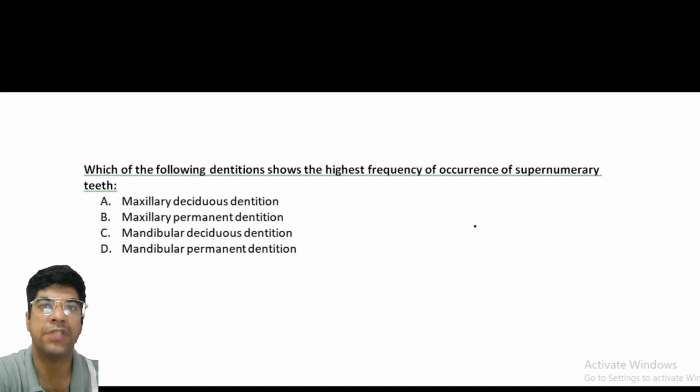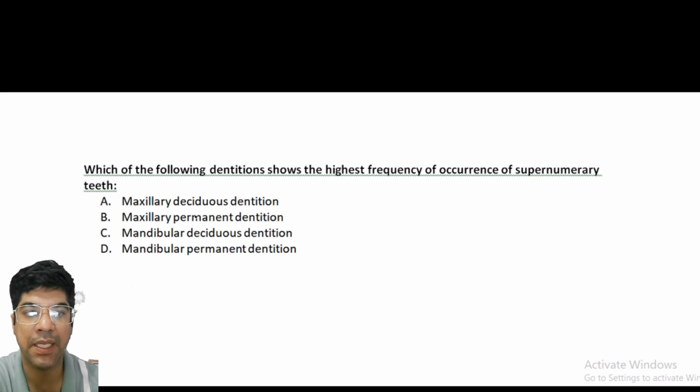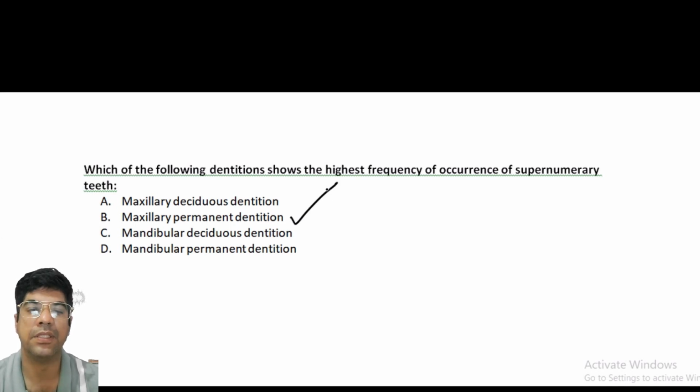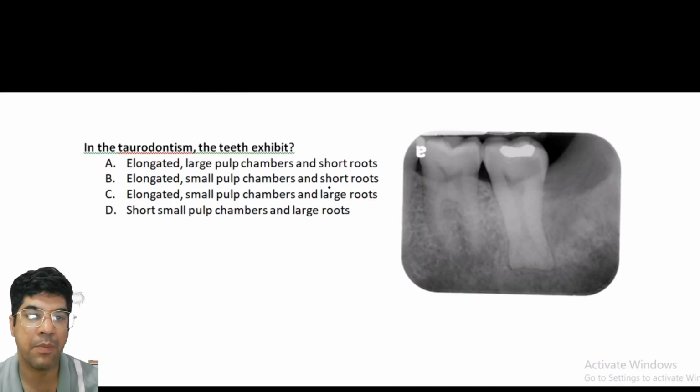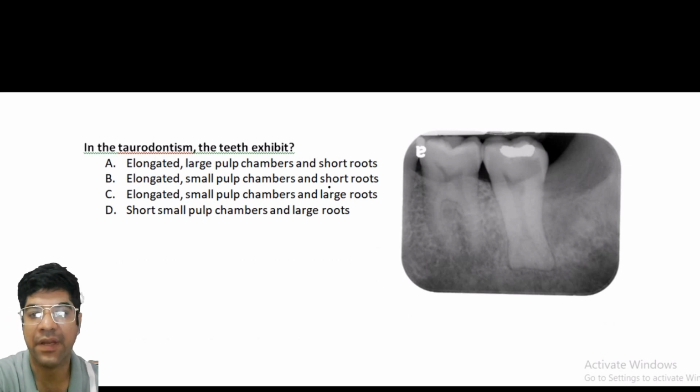Which of the following shows the highest occurrence of supernumerary teeth? The highest frequency of supernumerary teeth is seen in the maxillary permanent dentition, particularly in the anterior regions such as the maxillary incisors and premolar. So this is the area where most supernumerary teeth are found.